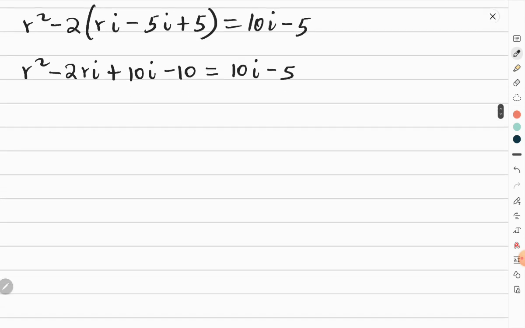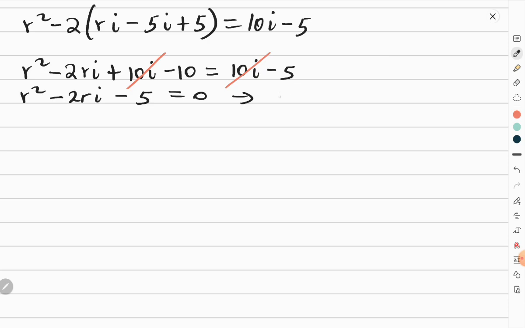That means now we can collect the like terms if there are any. Now the like terms: we have r squared, then we have minus 2ri. Then you can see that this one can just cancel this one because they are like terms and they are additive inverses at this juncture. Then we have minus 10 plus 5, which is just going to be minus 5. It is equal to 0. So we have this simplified quadratic equation that we can solve for the values of r by using the quadratic formula.